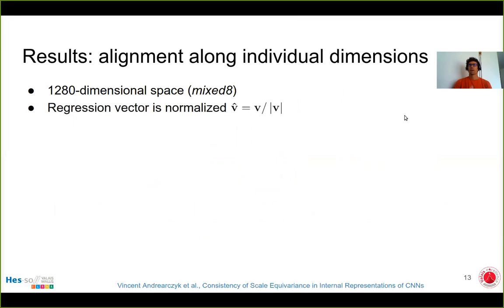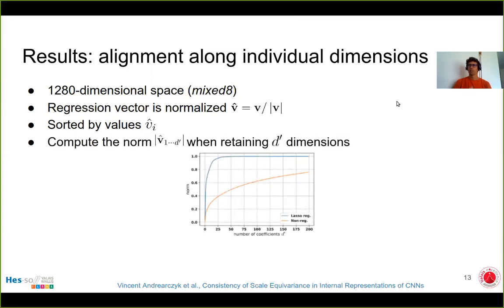We regress the scale ratios in this space and normalize the regression vector. We sort the values of the coefficients, and we compute the norm of the vector when retaining d prime out of the 1,280 dimensions or coefficients. In this figure, we report the norm values for different numbers of dimensions d prime, with and without lasso regularization. A norm of 1 means that the scale is fully encoded in the d prime dimensions.